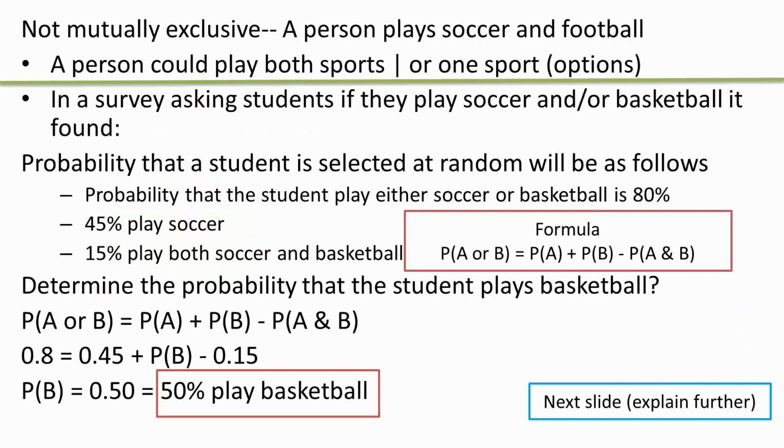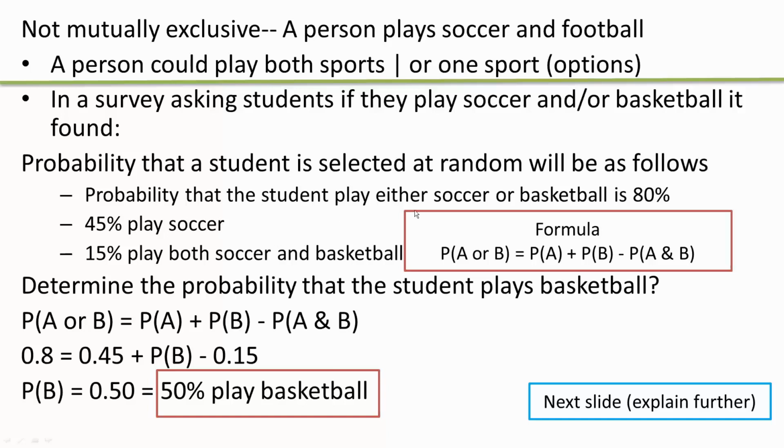Not mutually exclusive: a person plays soccer and basketball. A person could play both sports or just one sport. So in a survey asking students if they play soccer and/or basketball, it found the probability that a student selected at random will be as follows. Probability that the student plays either soccer or basketball is 80%. 45% play soccer, 15% play both soccer and basketball.